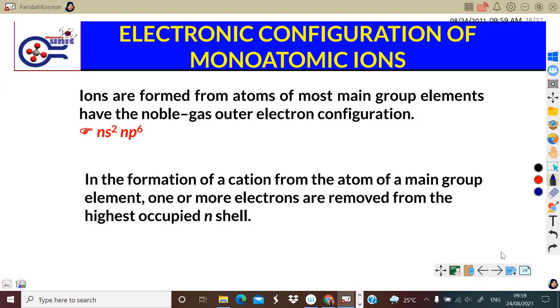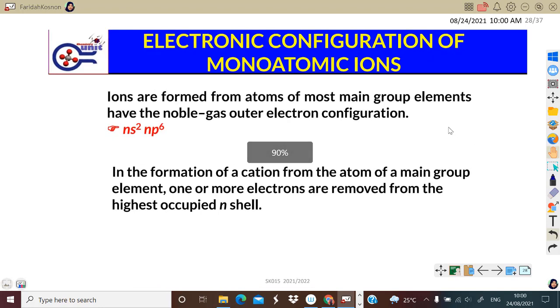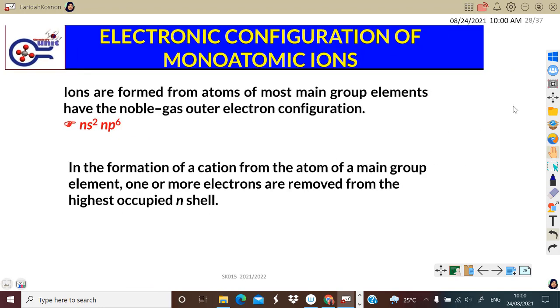Alright. Okay. For electronic configuration of monoatomic ions. Ini untuk ion. Kalau untuk ion kena faham we have cations and anions. Sekarang ni kalau you tengok ayat ni mesti tak berapa faham. Tapi yang penting point pertama ni. Ions are formed from atoms of main group elements that have the noble gas outer electron configuration.